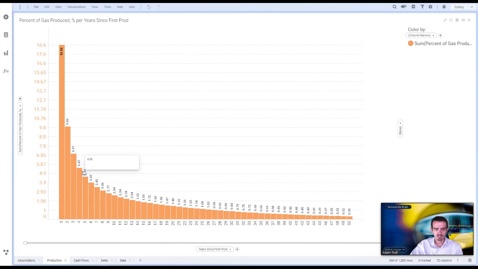And the big thing to notice here is as we get out into, it looks like about year 27 and beyond, all those years are less than 1% of gas produced, with that last 10 years being really less than 0.5%. So we're talking about very small volumes being produced out there.